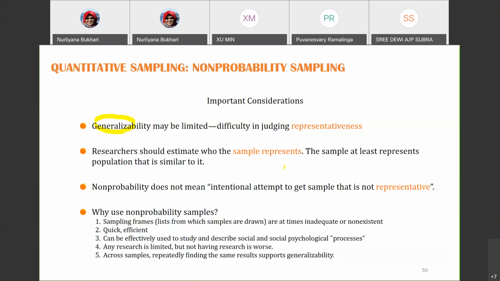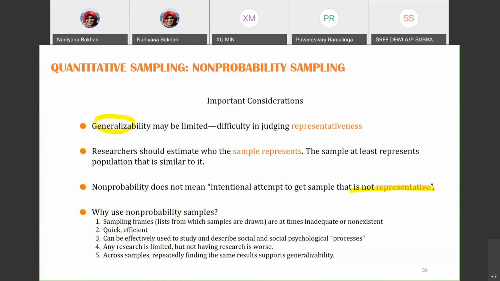Means it has to mirror. Again, non-probability does not mean an intentional attempt to get a sample that is not representative. Some people say, okay, I'm doing non-probability, so it doesn't have to be. No, every sampling has to be representative. Qualitative, it has to be meaningful to what you want to achieve. Not just because, oh, I can access them, they answer my study, I just don't have data.